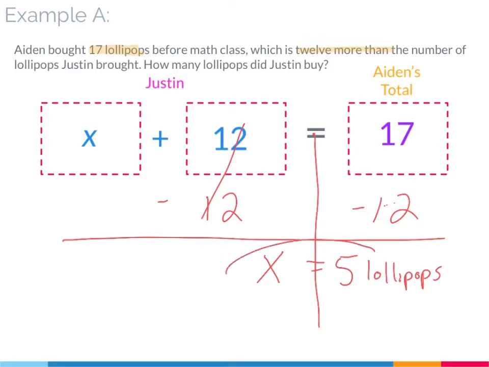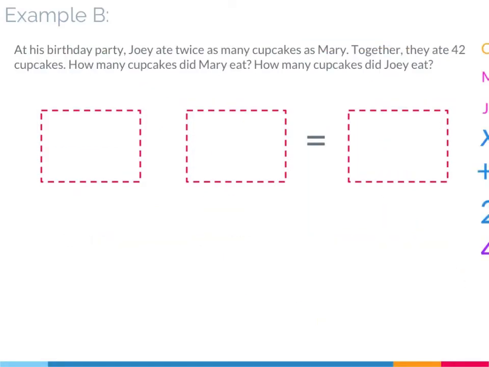Let's take a look now at example B. Example B says, at his birthday party, Joey ate twice as many cupcakes as Mary.